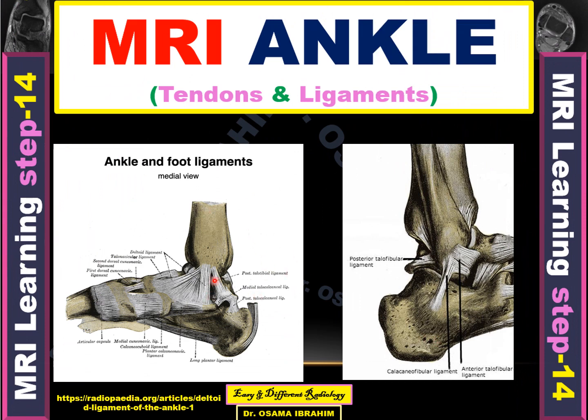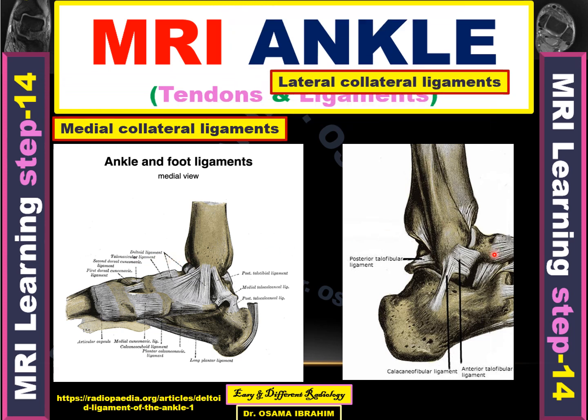This is a diagram for the medial aspect of the tendons and ligaments of the ankle joint, and this one represents the lateral aspect. In the medial aspect, the articulating surface superiorly is the medial malleolus of the tibia, which articulates with the calcaneus, talus, and the navicular bone by these ligaments, which are called the deltoid ligament.